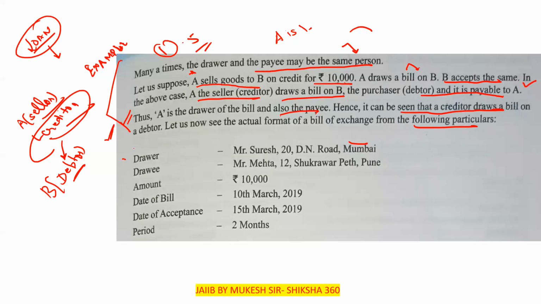Drawer: Mr. Suresh, 20 DN Road, Mumbai. Drawing on Mr. Mehta, 10 Shukrvar Peth, Pune. That is, Mr. Mehta has to pay rupees 10,000 to Mr. Suresh. The date of the bill is 10 March 2019 and the date of acceptance is 15th March 2019. Within the period of 2 months you have to pay Mr. Suresh the amount of rupees 10,000.